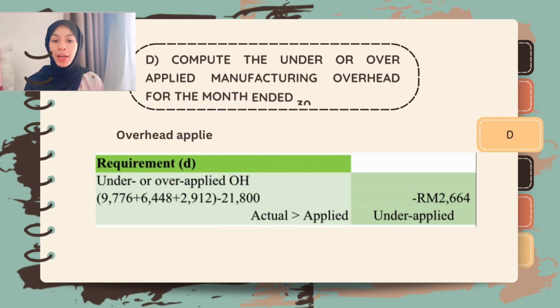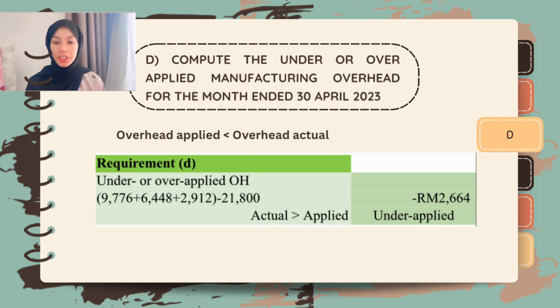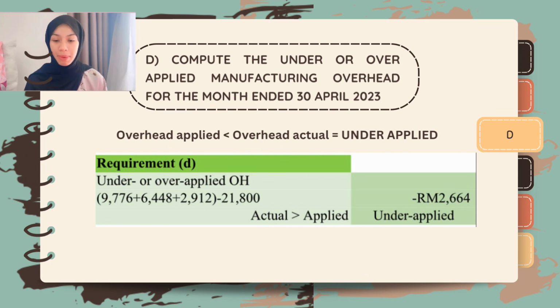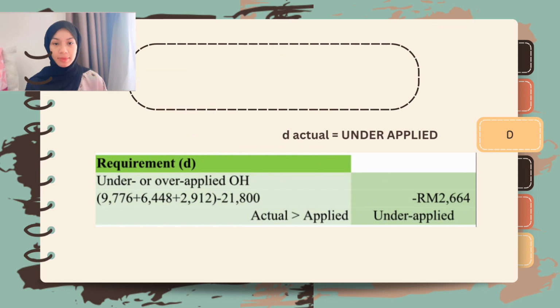For the question D, compute the under or over applied manufacturing overhead for the month ended 30 April 2023. If the overhead applied is less than overhead actual, it becomes under applied. But if overhead applied is more than overhead actual, it becomes over applied. For this question, the actual overhead is RM 21,800 minus applied overhead, which is RM 19,136. So it becomes under applied because the actual overhead is more than applied overhead.